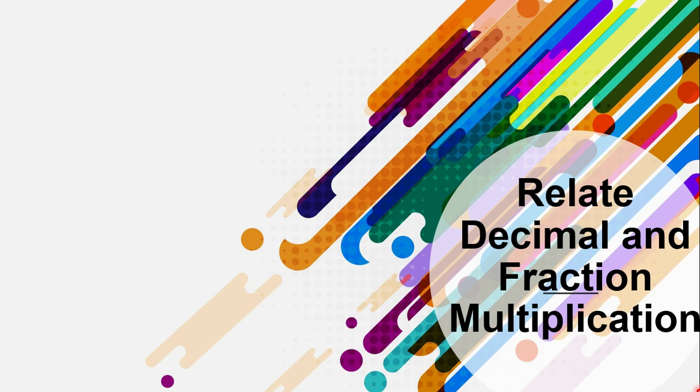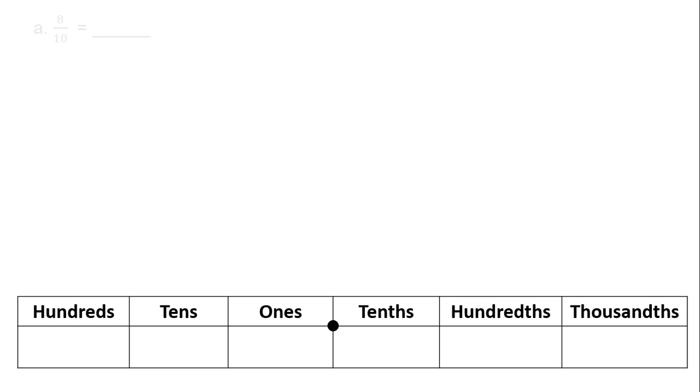Everyone, it's Miss Spencer. Today we'll be relating decimal and fraction multiplication. Here we have 8/10. We're going to rewrite this as a decimal. To do that, we're going to place the 8 in the tenths place in our place value chart, since the denominator is 10. So we can rewrite 8/10 as 0 and 8/10. Remember, the word "and" is used where we see the decimal point.